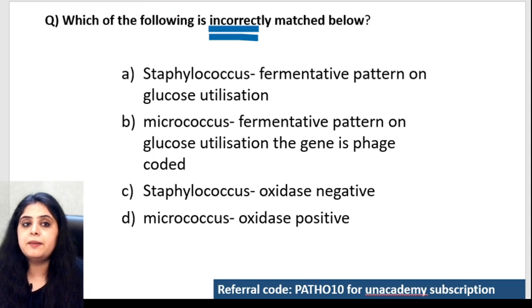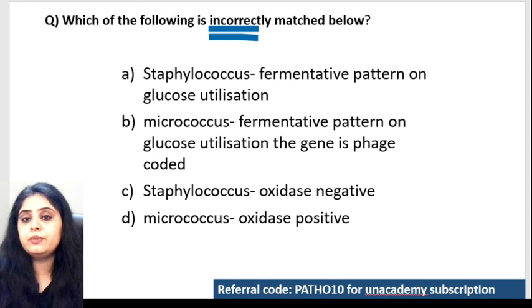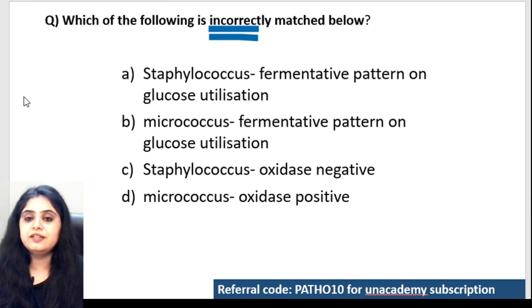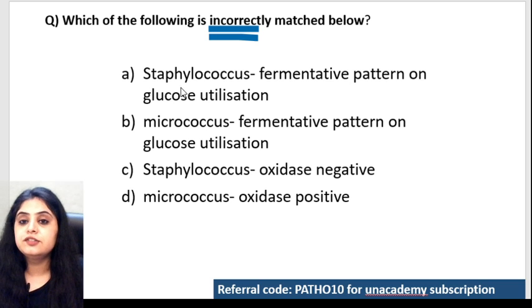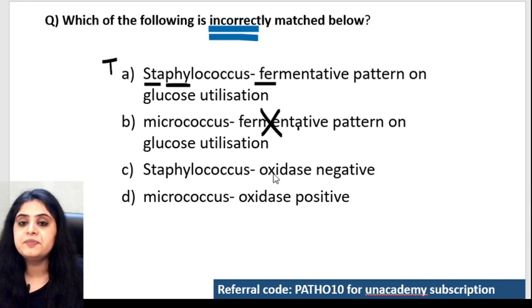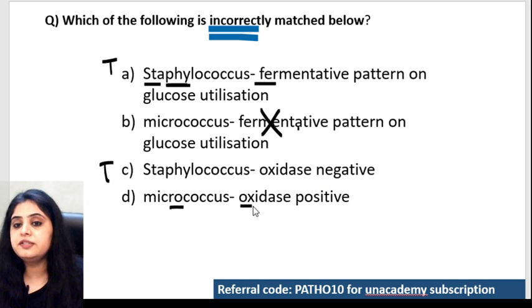Having said that, now let's come back to this question that we have. First and foremost, I think there's something that got copy pasted. We just ignore that, some error probably in the formatting. Now tell me which of the following is incorrectly matched. Staphylococcus, Staphylo fermentative pattern is sounding right. Coming to the next, Micrococcus fermentative pattern is not sounding right. Let me read everything. Staphylococcus oxidase negative, sounding right. And Micrococcus oxidase, having the O, oxidase positive, sounding right. So clearly the answer to the question is Micrococcus fermentative pattern.